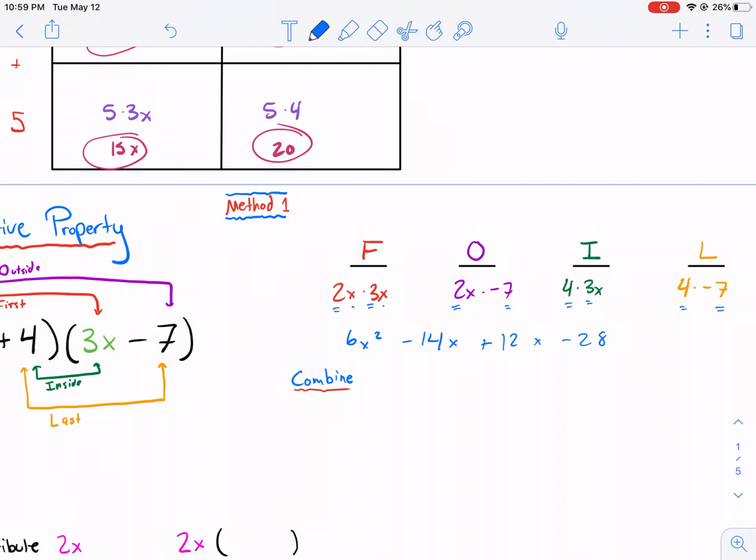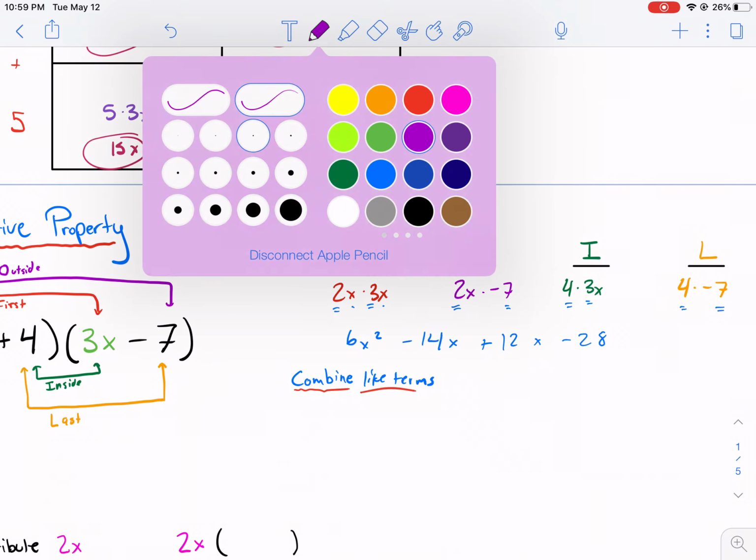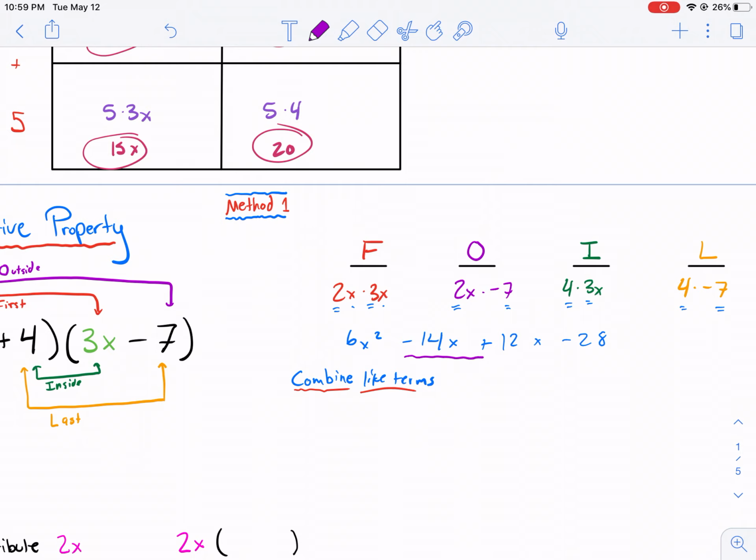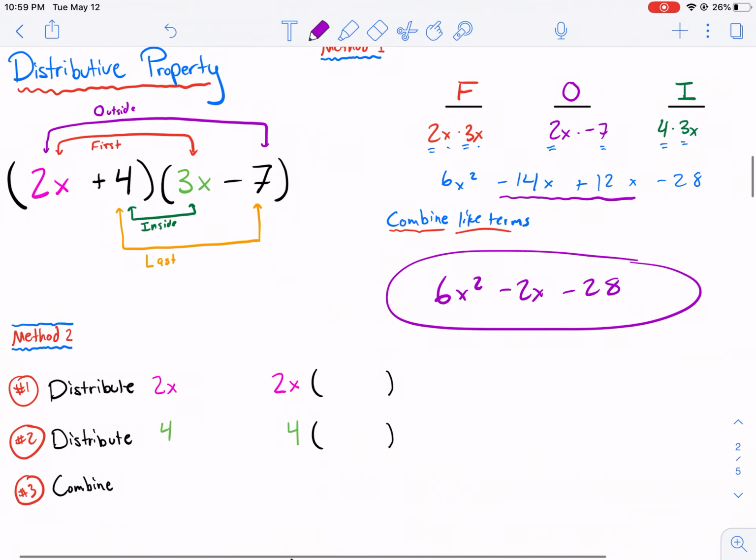Always try to combine like terms. Not try, you better. You have to. Okay, so the like terms we have here are negative 14x and 12x because they have the same power of x. So once we finally write it, 6x squared stays by itself. We do the negative 14x plus 12x, we get negative 2x, and we get minus 28. And this is our final answer.